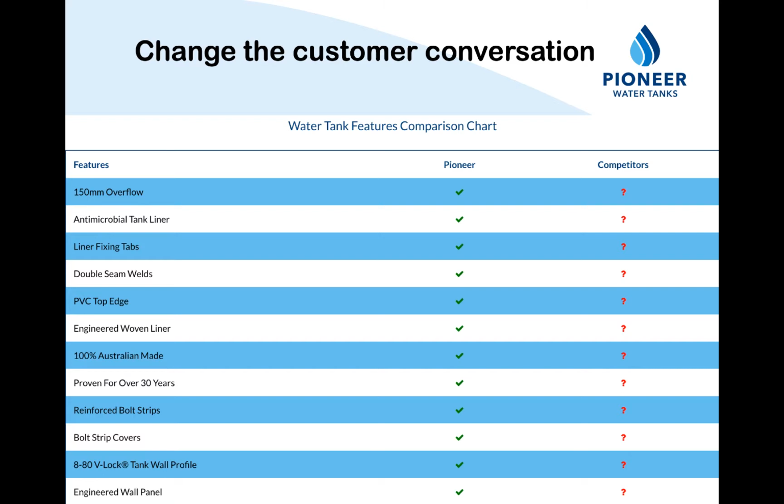Also, the great thing is that at a glance, the customer can see that there is a great volume of things here that Pioneer has that our competitors more than likely don't have. So that's a real positive for us.